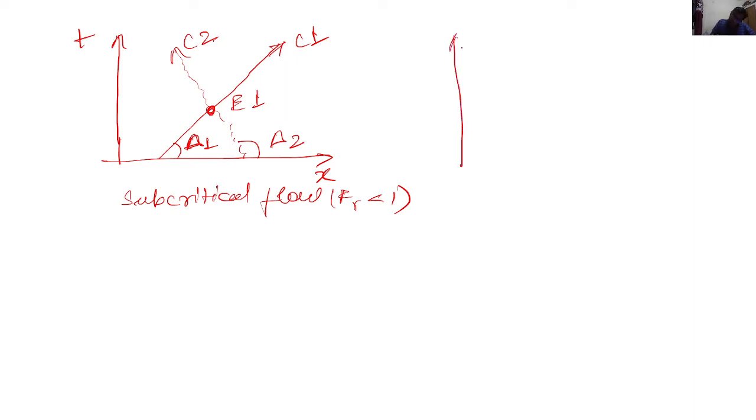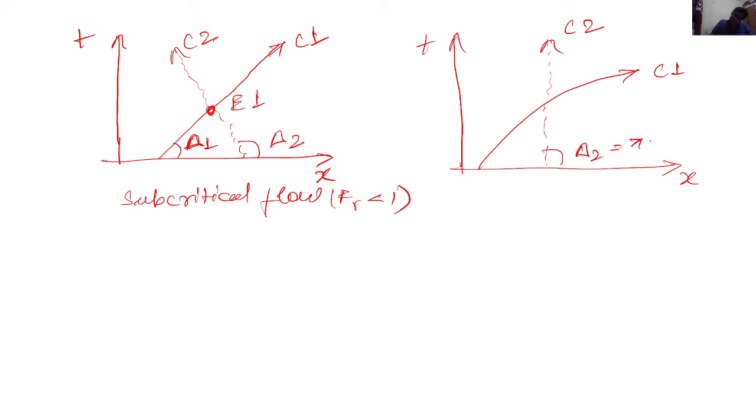Let us take another case where it is a critical flow. At critical flow, the backward characteristic will be just vertical to the t-x plane. The forward characteristic would look like this. Backward characteristic C2 will be vertical. So delta 2 will be pi by 2 because it's 90 degrees. And this is delta 1.